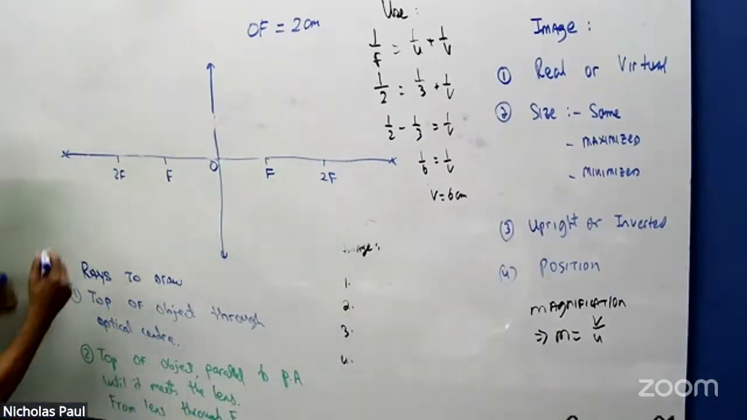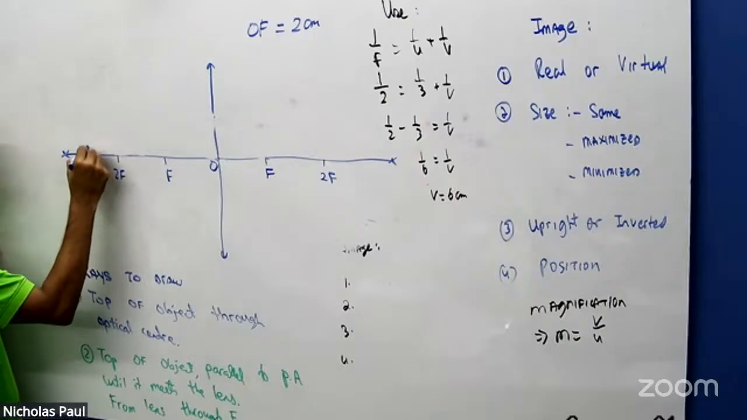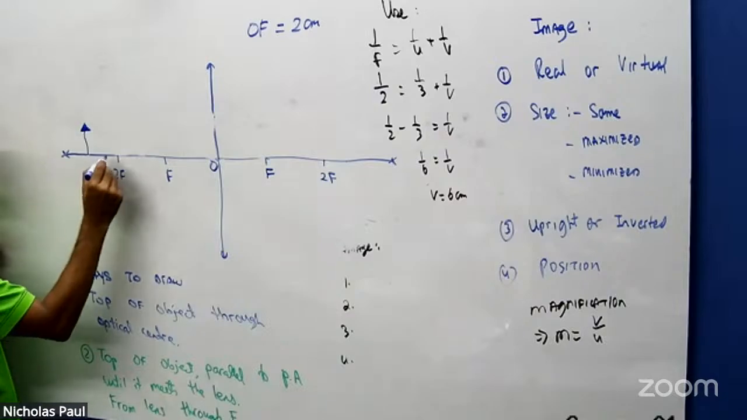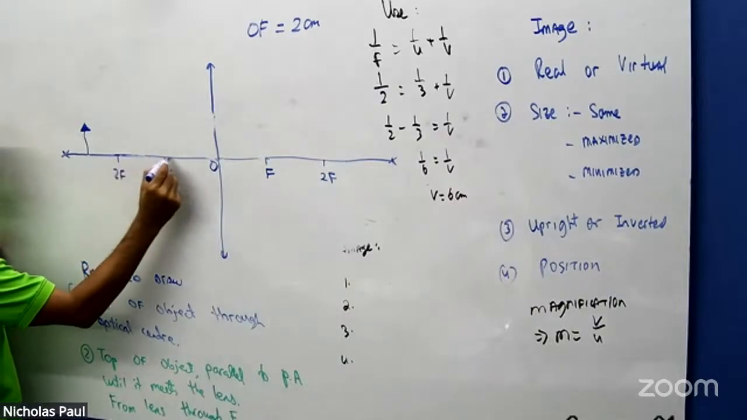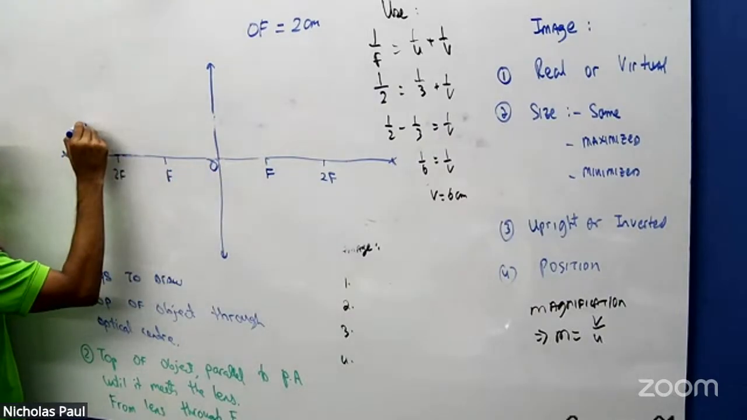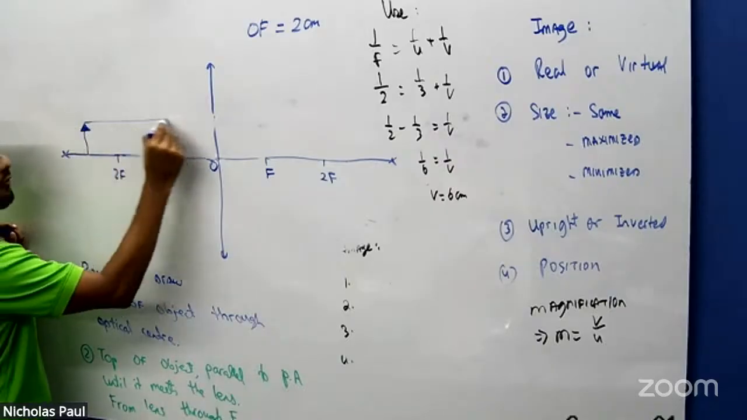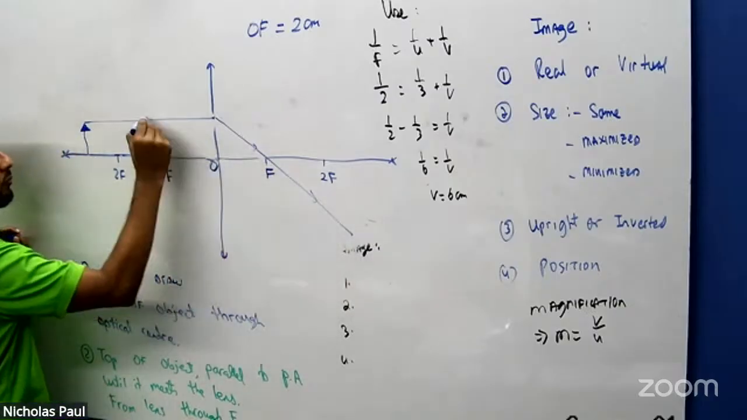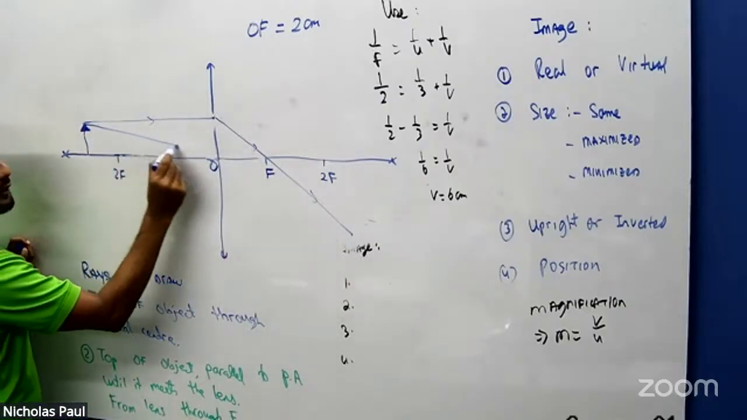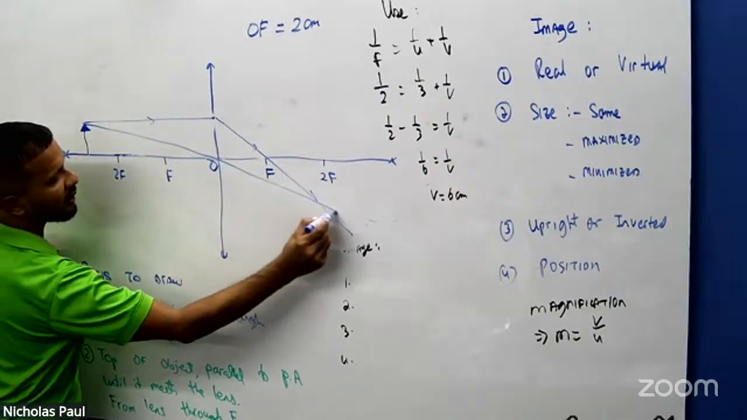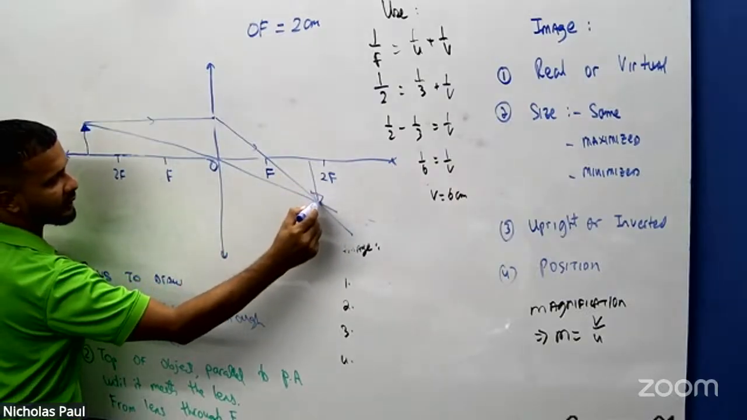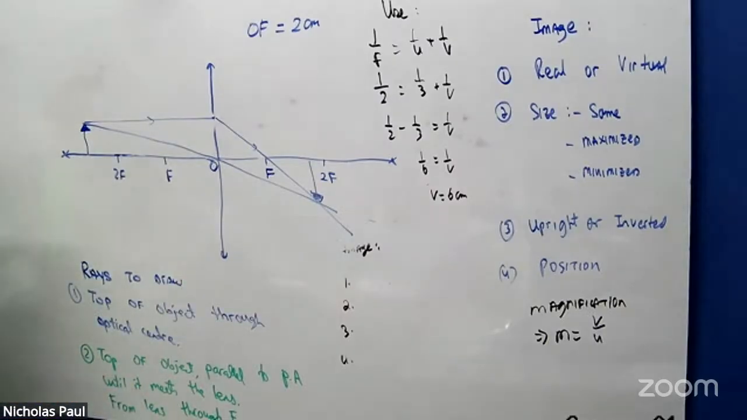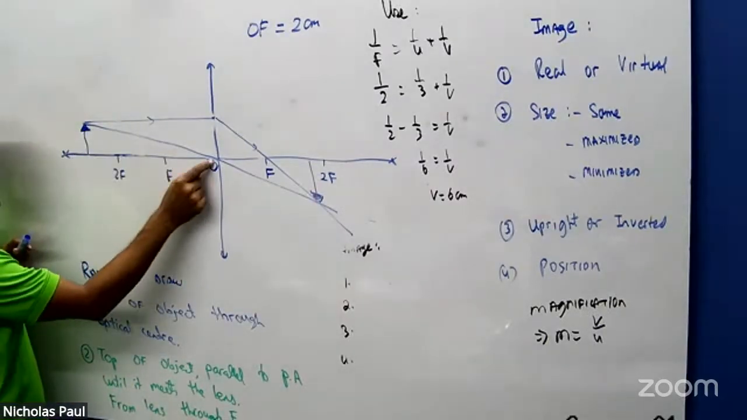Right, so next we'll go here 5 centimeters away. Draw your object. Right. Draw your ray through your focal point, through your optical center, and it should meet a little bit earlier, right? And then do it over between here.